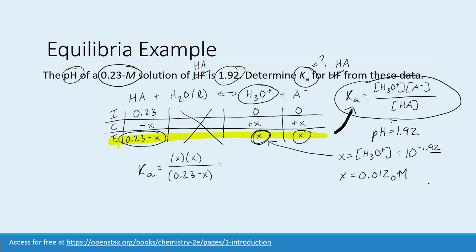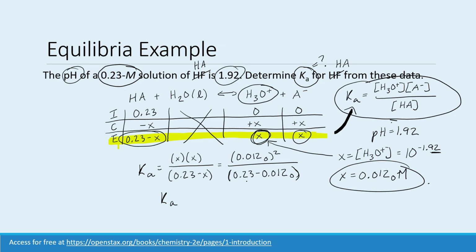And then plugging in the value that we have for X, you get 0.012, squared, divided by 0.23 minus 0.012. Okay, if you decide to plug this into your calculator all at once, just make sure that you do put parentheses around those bottom values, okay? Otherwise, you might get a different answer.